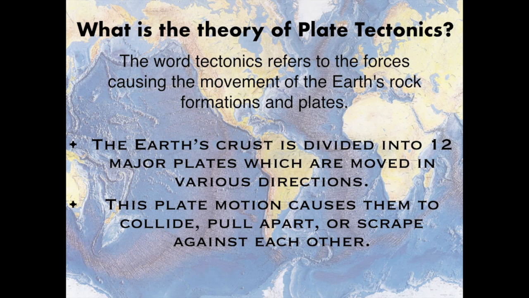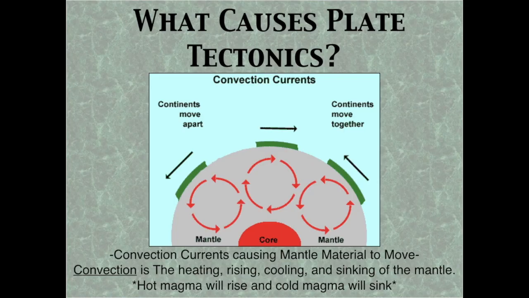Now, the Earth's crust is divided into 12 major plates, which move in different directions. Sometimes they are moving away from each other, sometimes they're moving towards each other, to the side, or maybe a different part of the plate would be doing multiple movements. Now, what do scientists believe causes the plate tectonics? This would be convection currents.